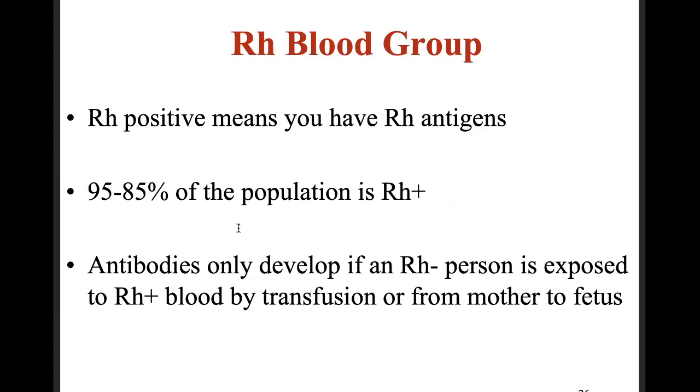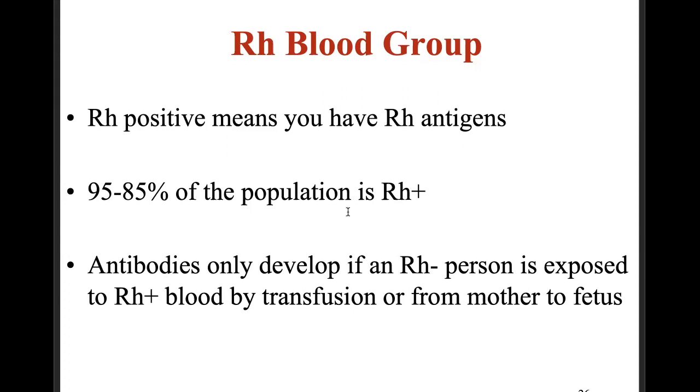RH blood group. Your RH positive means you have RH antigen. As you read on your book, it is so-called RH because it was done with a rhesus monkey. Around 85 to 95 percent of the population is RH positive.